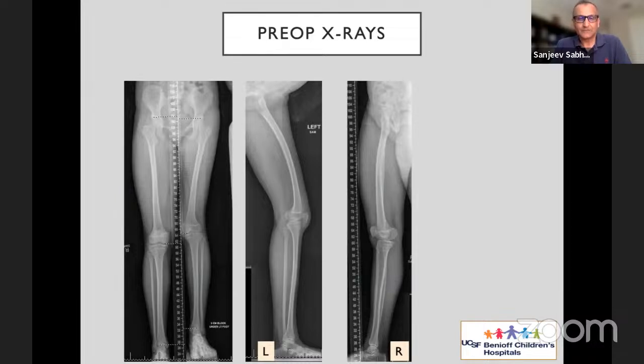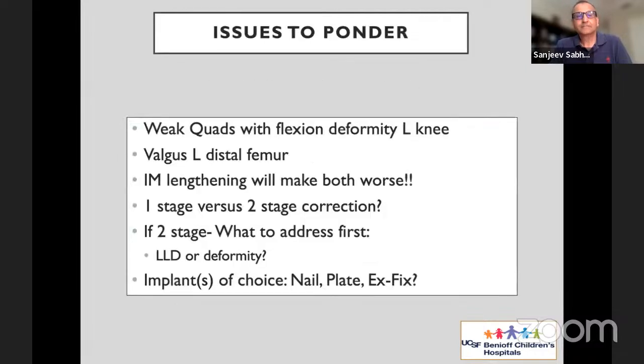So, and I think most of you know, if you don't have working quadriceps, you can do an extension osteotomy of the femur to help with minimizing the work of the quadriceps so the patient can lock their knee in extension. So, these are the issues to ponder, right? You've got weak quadriceps, flexion deformity, valgus. The IM lengthening will make both the flexion and the valgus worse, especially if you do it intramedullary.